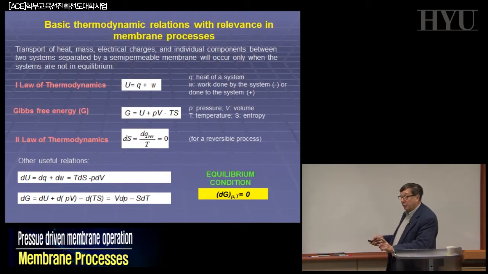The condition of equilibrium that we are trying to reach in any system is this one. When we are in equilibrium, which is not the case of our traditional membrane operation, the dG at constant pressure and temperature has to be equal to 0. So that's the definition of equilibrium on the basis of the two thermodynamic laws.